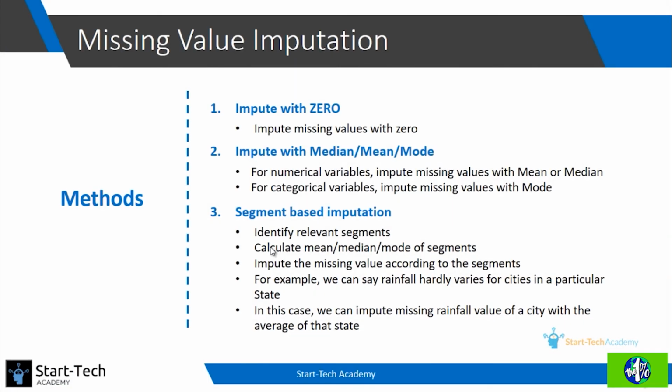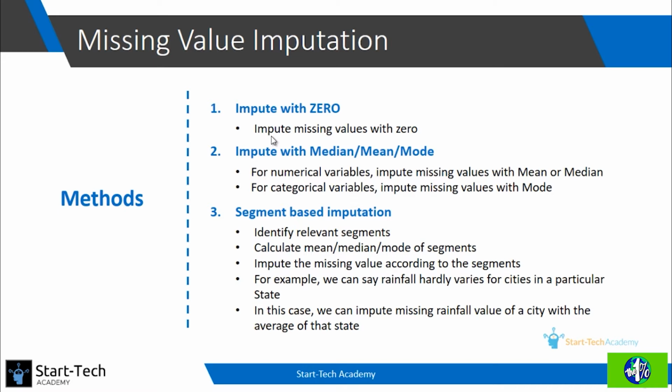Here are some of the most common ways to do missing value imputation. First is to impute with 0. Note that a missing value is not 0. You can simply put a 0 where you have a missing value, but this rarely makes business sense. So if 0 makes sense in any particular scenario, we can do that.